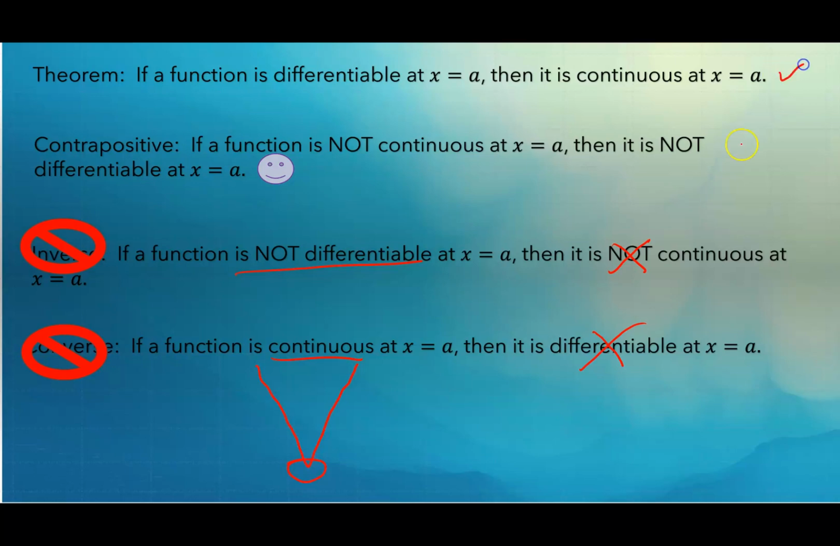So you can say that these right here are logically equivalent. So we can use this theorem, or we can use the contrapositive of that theorem. And basically say differentiability implies continuity. And if it's not continuous, then it's definitely not differentiable. Any other variation of that is not true. And that is it.